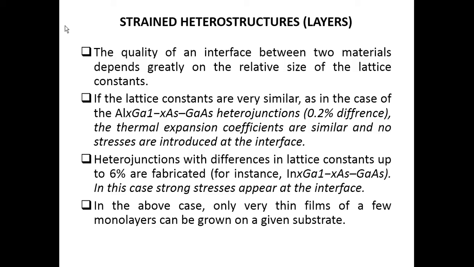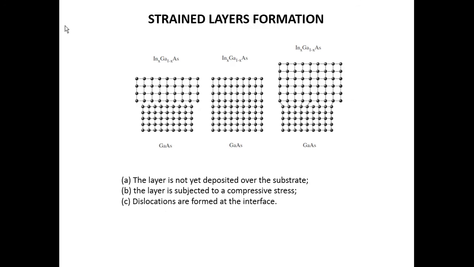In this case, very thin films of a few nanolayers, usually called monolayers, can be grown on a given substrate. Say, on a gallium arsenide substrate, we can grow heterojunctions. Now strained layers are given here. This is indium gallium arsenide and this is gallium arsenide.